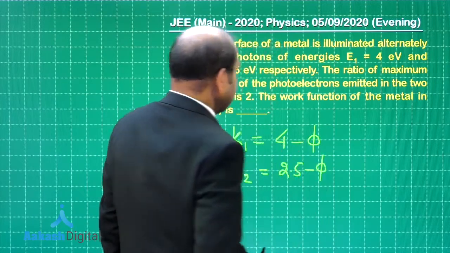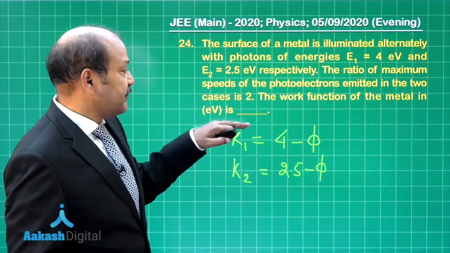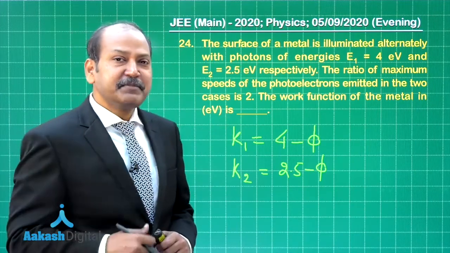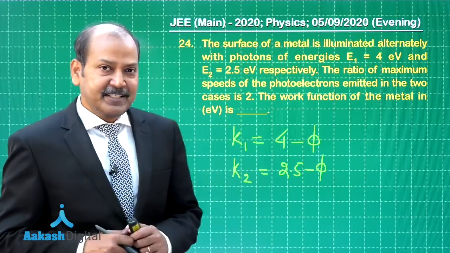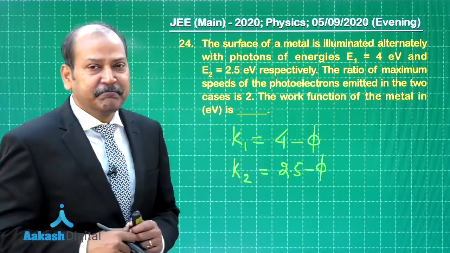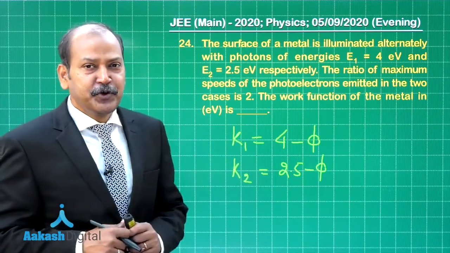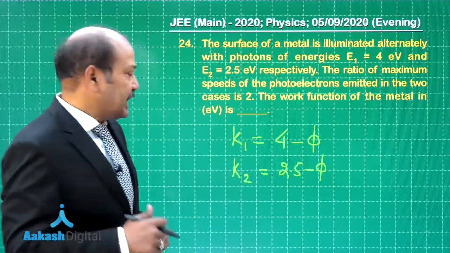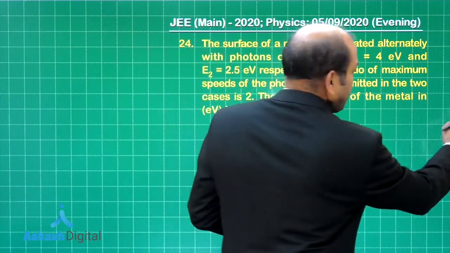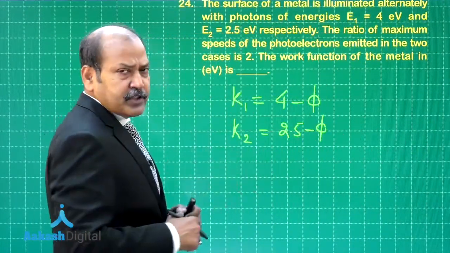the work function. Now, according to the question, the maximum speed in the first case is 2 times the maximum speed in the second case. And if the speeds are in the ratio 2:1, that means the maximum kinetic energies in fact are in the ratio 4:1. So, that means K1 by K2 is 4, and that gives us a simple equation to solve.